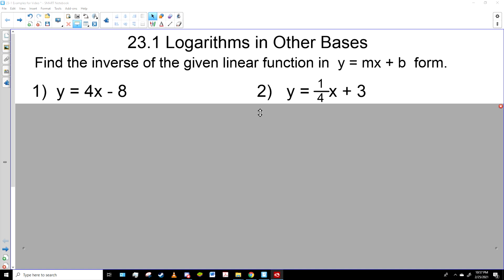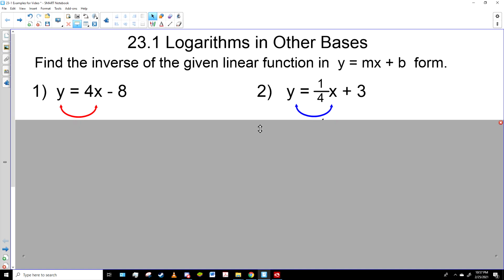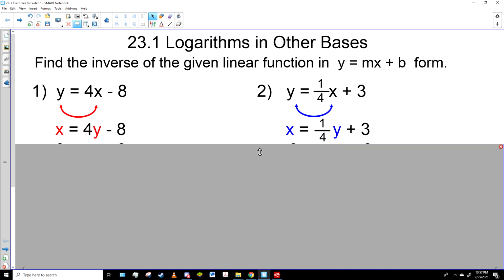So to find the inverse of a linear function, the first thing we do is swap the letters x and y. So I'm just going to replace them like that. And then you want to solve for y. So in this first example here, to solve for y, we're going to start with getting rid of the subtract 8. We do that with the plus 8. So we'll add 8 to both sides.